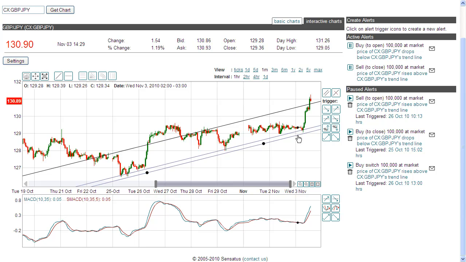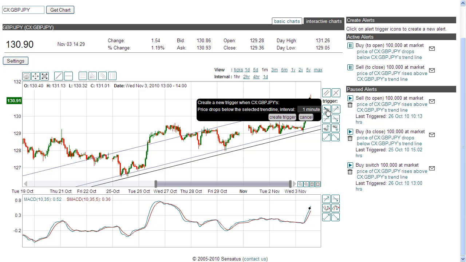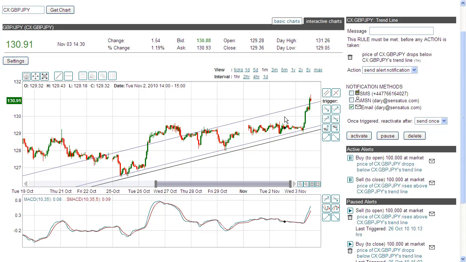If the price falls below this lower trend line, then I want to switch to a short position. So the price falls below the trend line, and I'm going to use a 1 hour interval because I do not want to get switched into a short position simply because the 1 minute candle, for example, touches on the line. I want a clean breakthrough before I close out any long positions and switch to a short position.